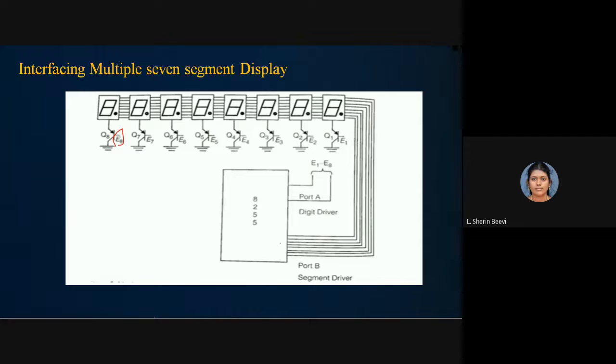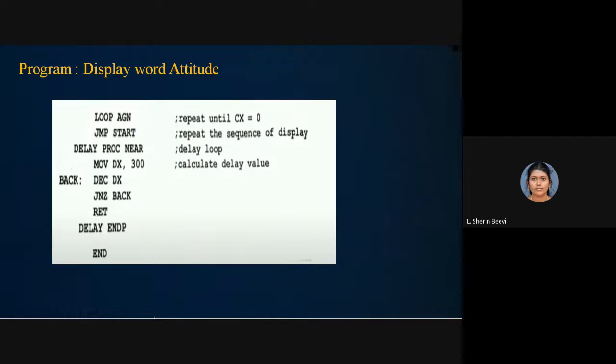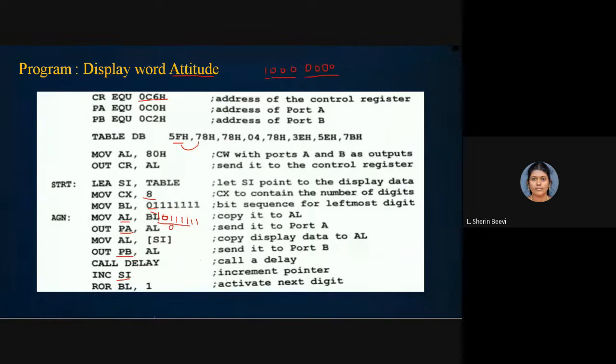Then at the same time 78 hex is passed through port B, and again T will be displayed in the third 7 segment display. So likewise A T T I T U D E will be displayed. So that is totally 8 values, 8 characters displayed. The count value is 8.